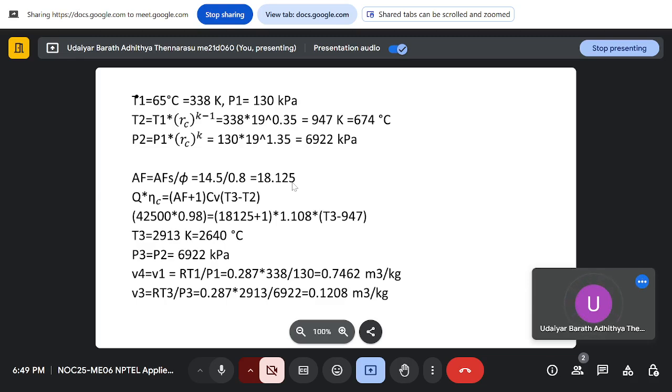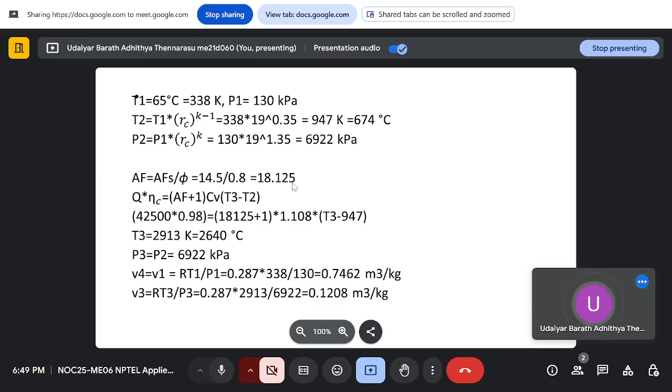So again, using the same formula which we did, Q into combustion efficiency is (air fuel ratio plus 1) into CV into delta T. Substituting the values, the only unknown is T3. So T3 comes out to be 2913 Kelvin, which is 2640 degrees Celsius. So P3 equals P2, which comes out to be 6922 kilopascal, because it's a constant pressure process.